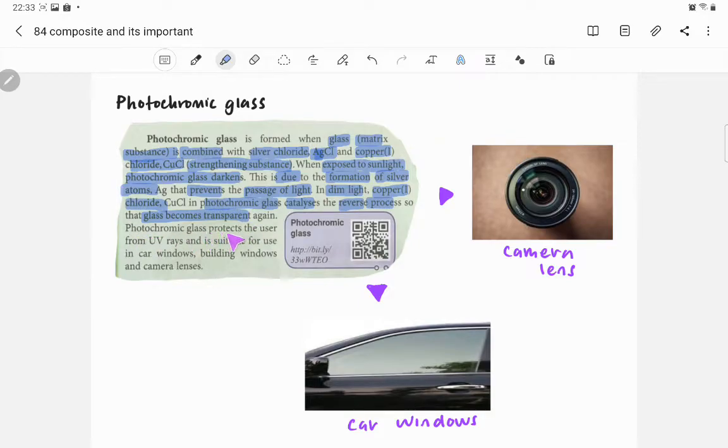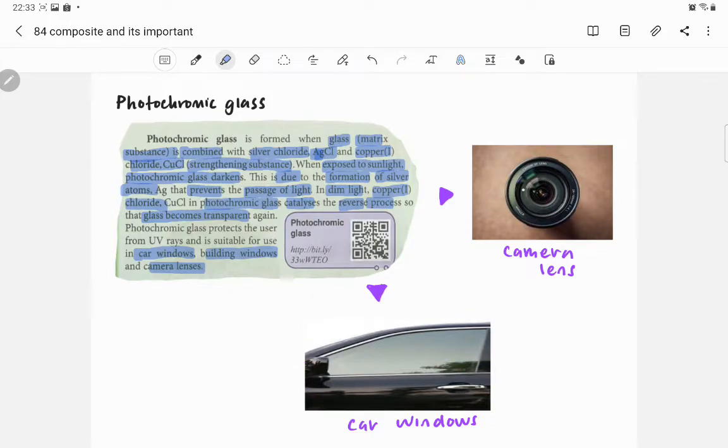Photochromic glass protects the user from UV rays, and it's suitable for use in car windows, building windows, and camera lenses. So as you can see in the picture given here, this is an example of photochromic glass. It's very near to our life. Dalam hidup kita pun ada ni, sentiasa kita pakai, kan? Dekat je dengan hidup kita ni.